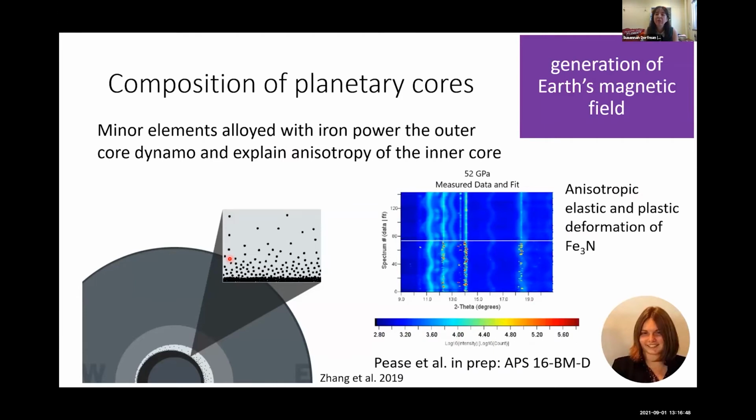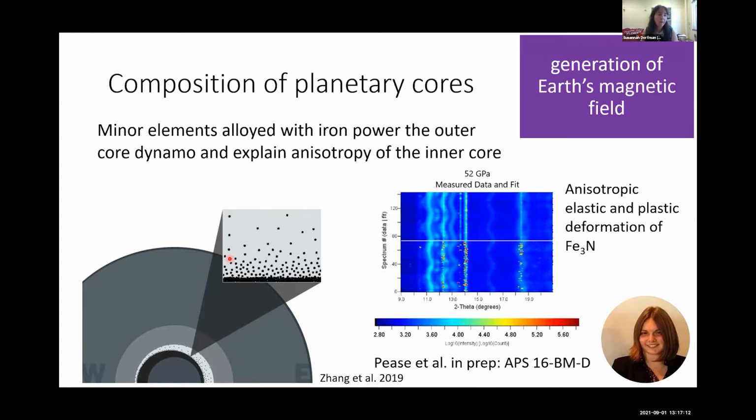Okay, composition of planetary cores. Like others who came before, we are also interested in the potential minor elements that alloy with iron that could be important for powering the outer core dynamo and explaining the anisotropy of the inner core. My current graduate student, Allison Pease, is working on a project on deformation of iron nitride.